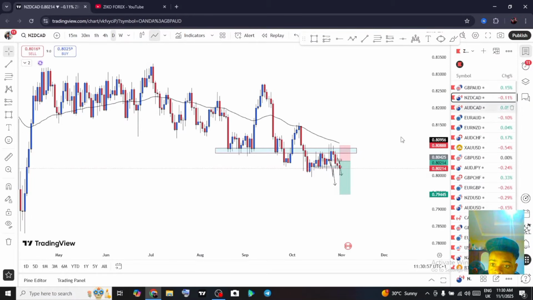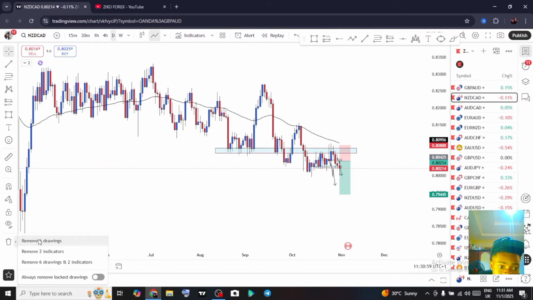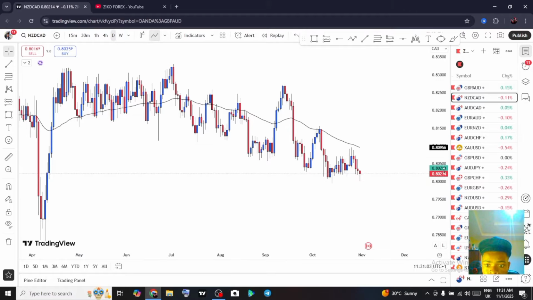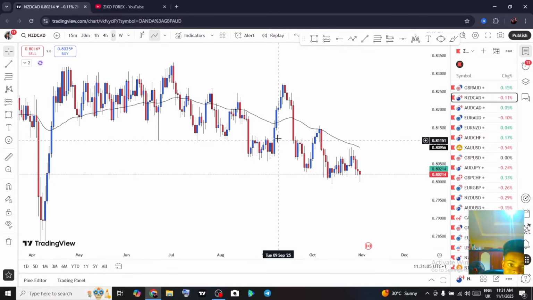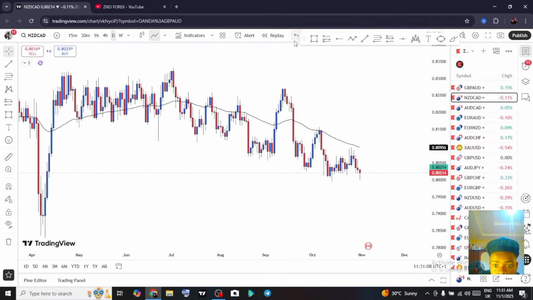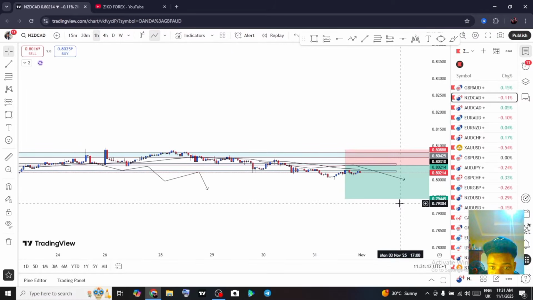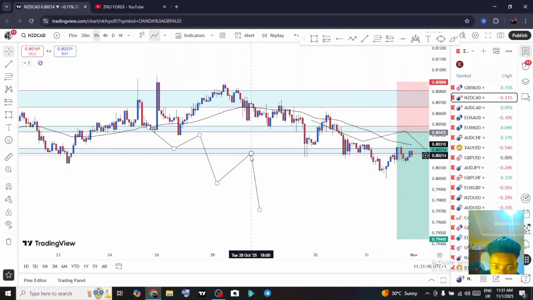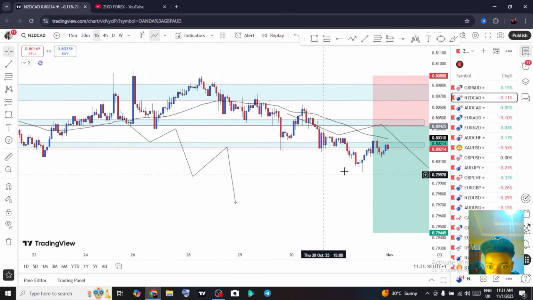Next pair, NZD CAD. Let's delete everything. I would like to see a much cleaner structure. So NZD CAD, I believe, let us see if I can get it back. All right, so let me go back and show you guys. So this was what I was seeing from last week, right? So last week I was waiting for a clear break and retest under here to sell, right? So right now we have that break and we have the retest at that area, right?